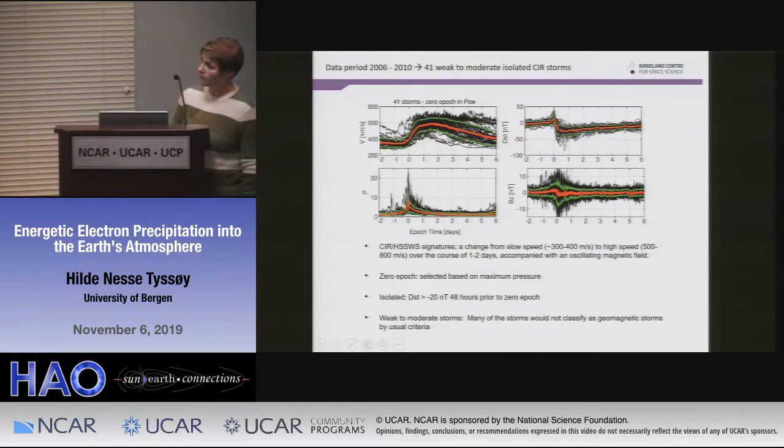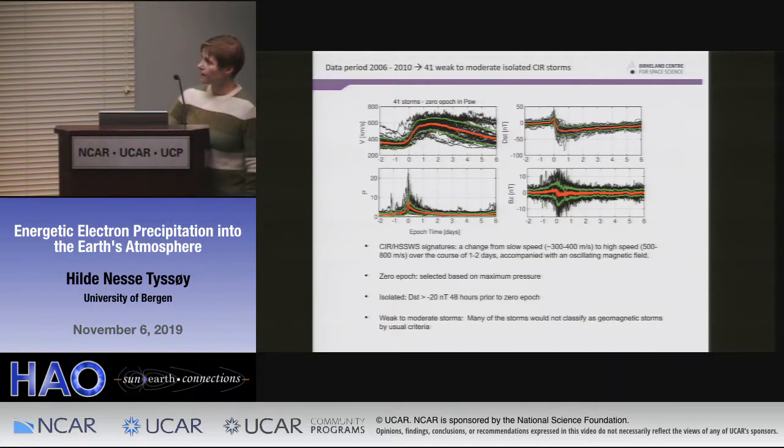The zero epoch is based on the pressure, when you have a maximum pressure increase here. And we should note that the magnetic field does not necessarily behave as nicely as we often see during a CME event. It doesn't become negative very clearly. It basically oscillates with quite a high frequency. So the envelope here shows that in this period when the solar wind speed increases, we get a fairly oscillating magnetic field.